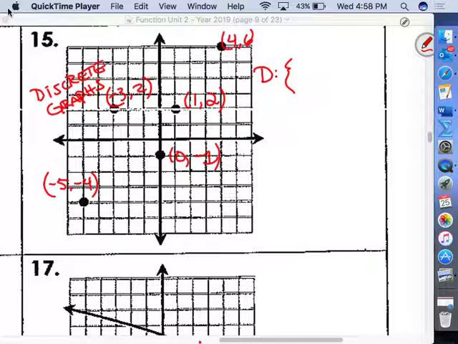Okay. And let's see, my domain, order doesn't matter. Numerical order does not matter. That's just a list of all of my x values, and then my range would just simply be a list of all of my y values.